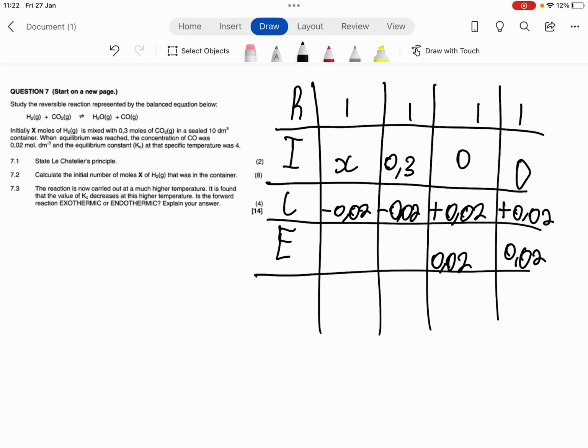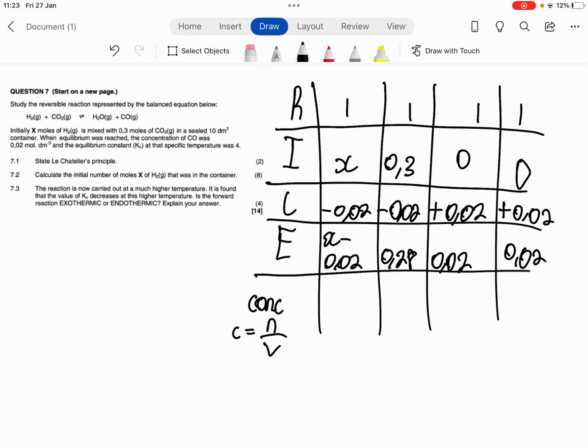For this one here, we're going to leave it in the form that it's in, so we're going to leave it as X minus 0.02. And for this one here, we're going to say 0.3 minus 0.02, and we get an answer of 0.28. From here, what we need to remember is that it is still in the mole form. So this last row here is actually going to be for our concentration. How do we calculate concentration? C is equal to the number of moles divided by the volume.